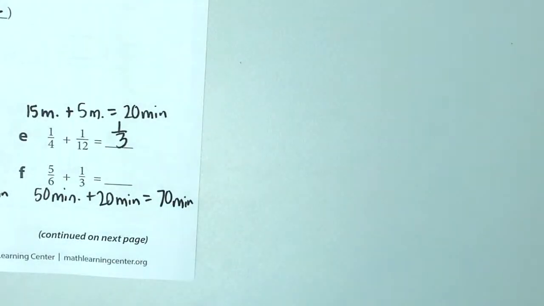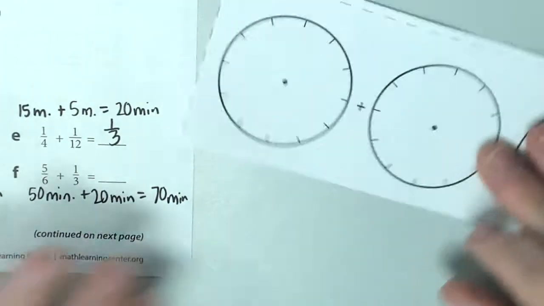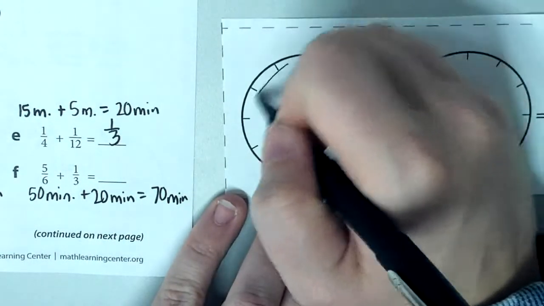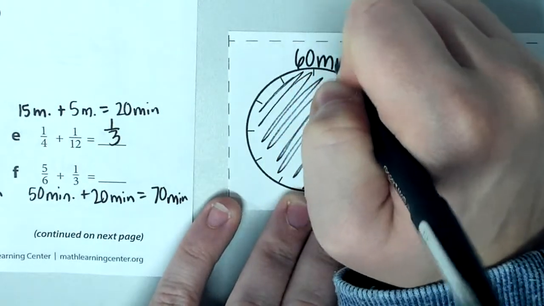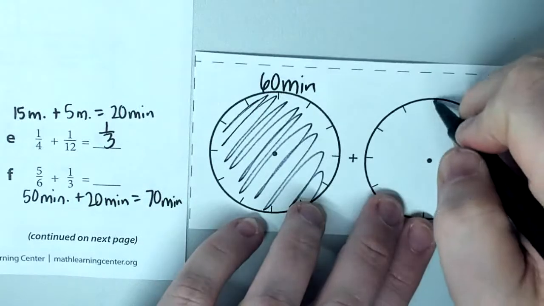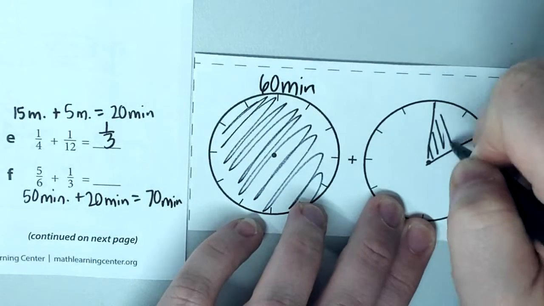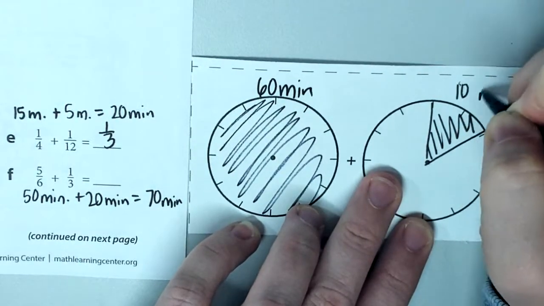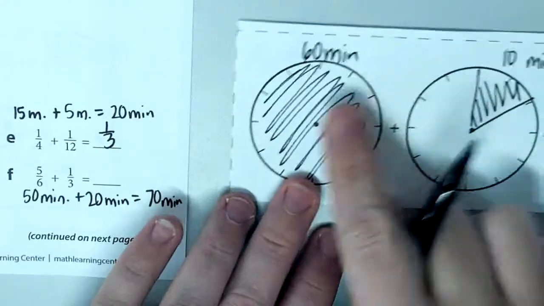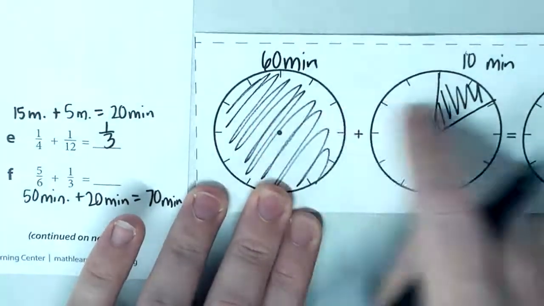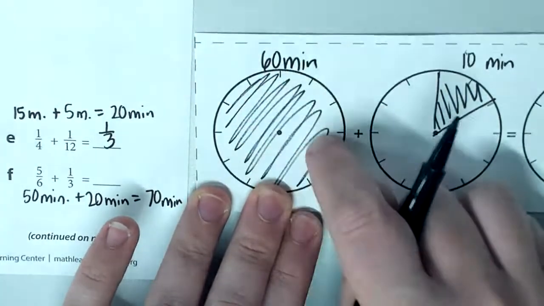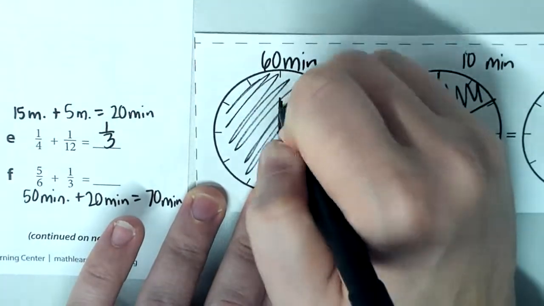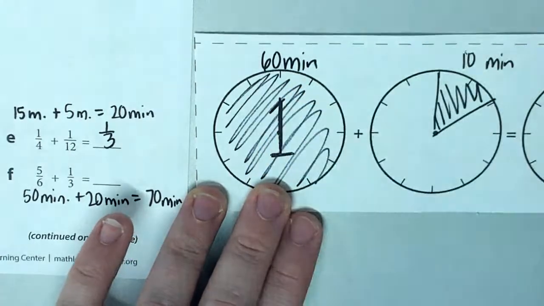Let me show you what that looks like on a clock. 70 minutes would be one whole clock because this is 60 minutes plus 10 minutes of the next one. Okay, now 60 minutes plus 10 minutes is 70 minutes. How do I write 60 minutes as a fraction? That's just one whole.